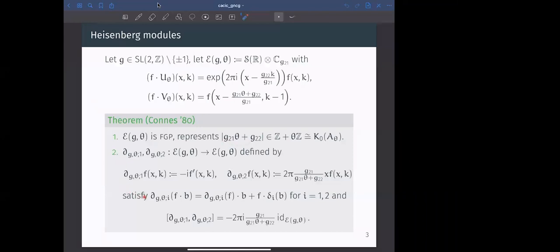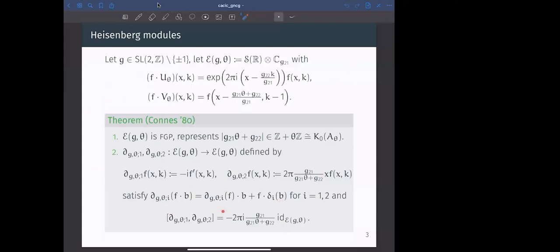Moreover, you can define a constant curvature connection on this finitely generated projective module, on this noncommutative vector bundle over this irrational noncommutative two-torus. Basically, the one covariant derivative is differentiation in the continuous variable. And the other covariant derivative is, again, a sort of funny multiplication operator. And so these satisfy the appropriate Leibniz rule on the right with respect to the right module action. And the commutator is a constant.